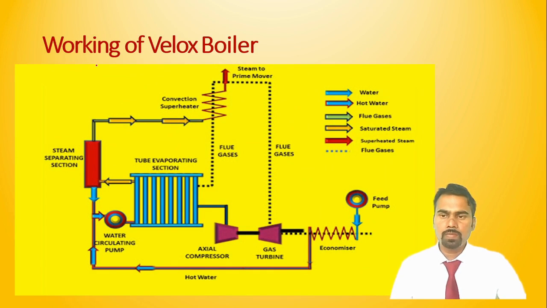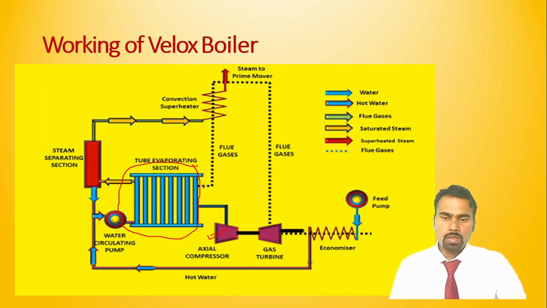This image shows a Velox boiler. Now we'll see its components first. This is a combustion chamber, on which these tubes are located. Here a compressor is used. For what purpose? The compressor is used to send compressed air with high velocity into the combustion chamber for burning the fuel, right?